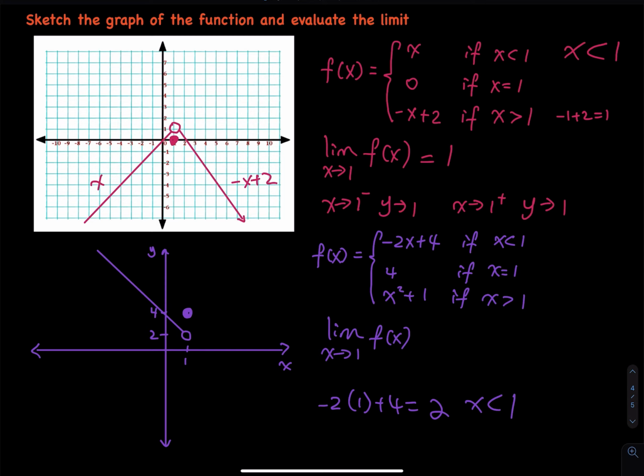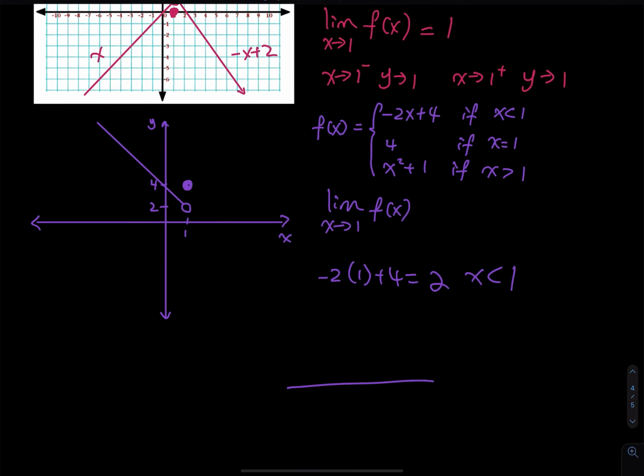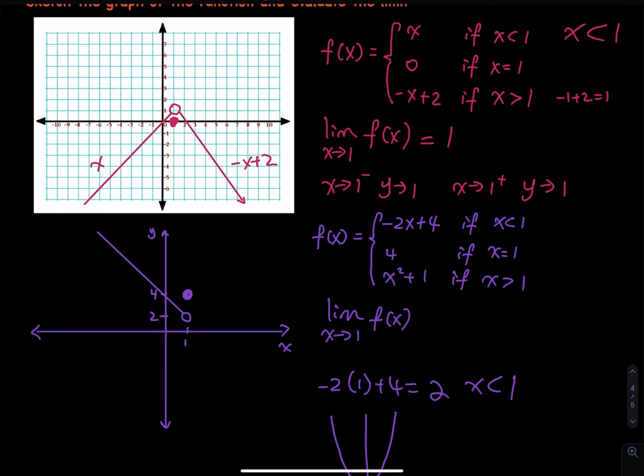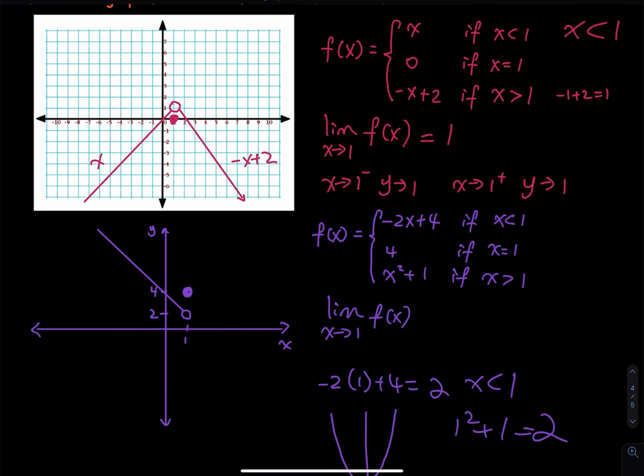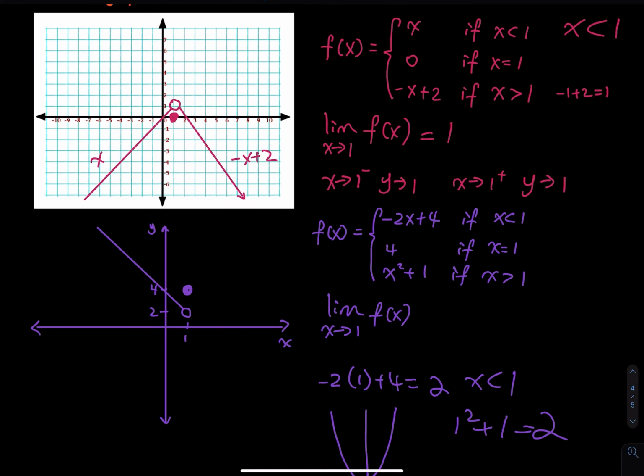And then the last one is a parabola, right? X squared plus 1. So x squared plus 1 is a parabola where the vertex is shifted 1 unit up. So when x is equal to 1, you have 1 squared plus 1. That is equal to 2. So when x is equal to 1, the point starts at 2. So you have a curve like this.